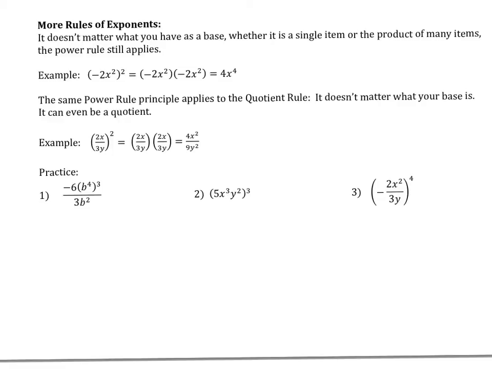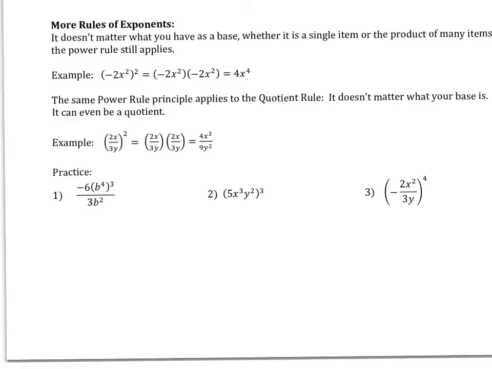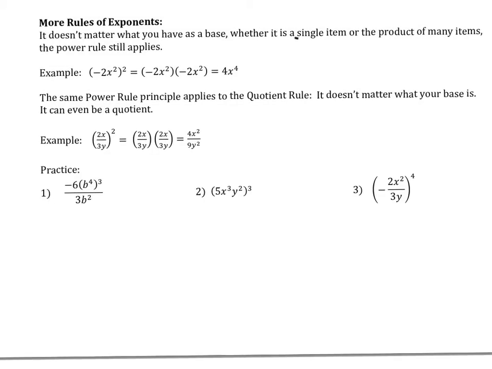Let's look at the bottom here. More rules of exponents. It doesn't matter what you have as a base, whether it's a single item or the product of many items. The power rule still applies. So, here we have negative 2x squared squared, which means we have 2 negative 2x squareds multiplied together. Well, using my basic rules, negative 2 times negative 2 becomes 4, and x squared times x squared becomes x to the 4th, which gives me 4x to the 4th power. Okay?